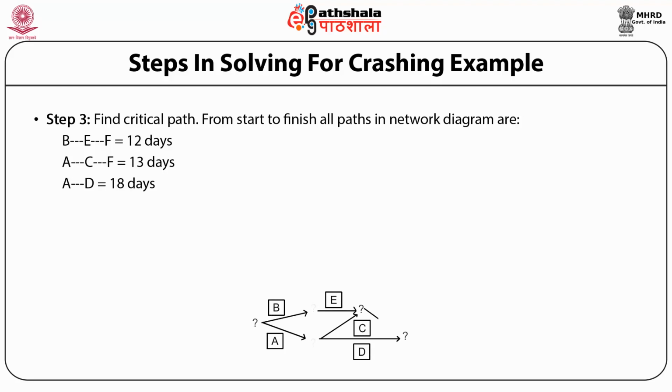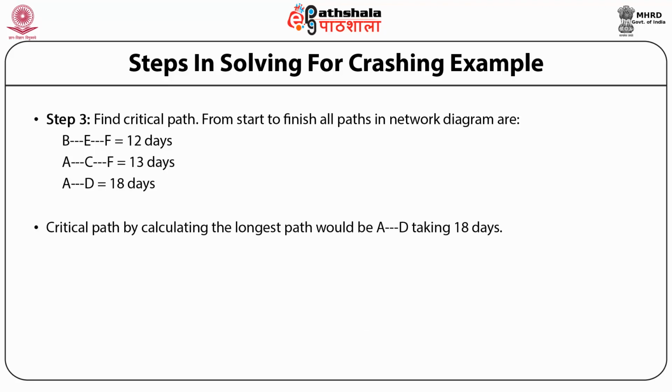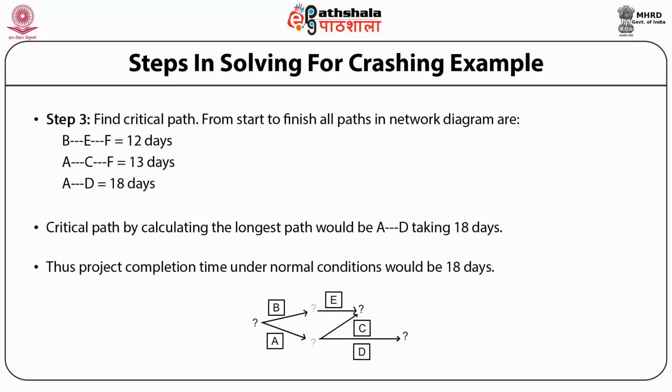B to E to F 12 days, A to C to F 13 days, A to D 18 days. Critical path by calculating the longest path would be A to D taking 18 days. The project completion time under normal conditions would be 18 days.